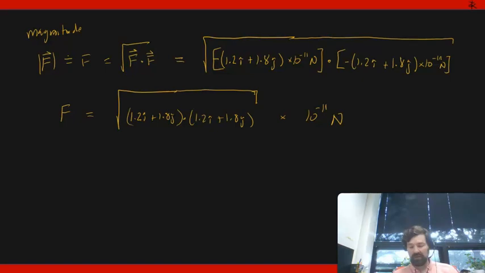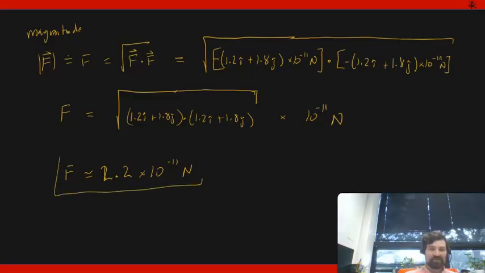So if you were to put this into your calculator, 1.2 times 1.2 should be 1.44. And then you're adding to it 1.8 times 1.8. That gives you 4.68 total. If you take the square root, you get basically 2.16. So the total force, if you want just the magnitude, is about 2.2 times 10 to the minus 11 newtons.